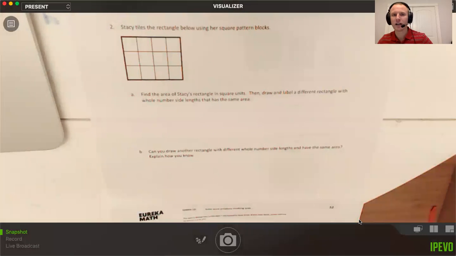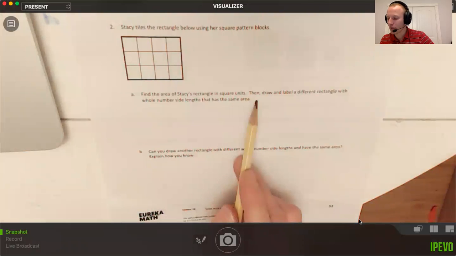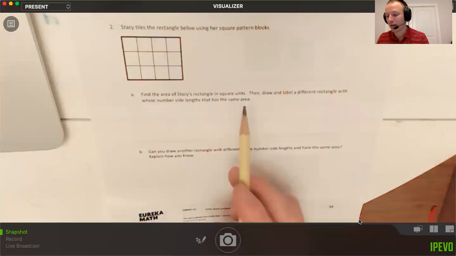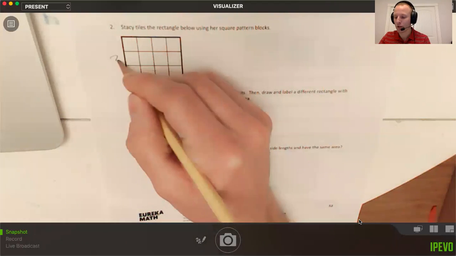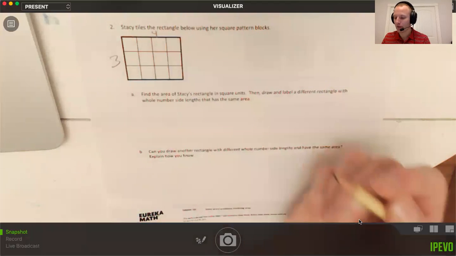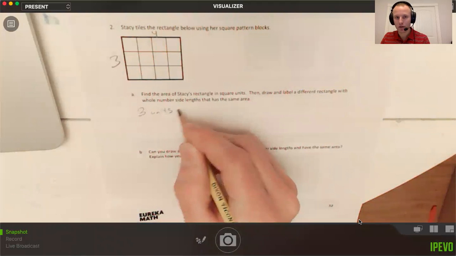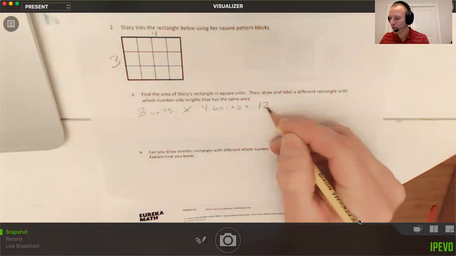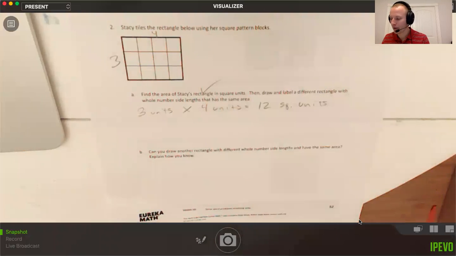The next one says Stacy tiles the rectangle below using her square pattern blocks, just like the ones you have in your desks. Find the area of her rectangle in square units, then draw and label a different rectangle with a whole number of side lengths that has the same area. That's a lot in there. So let's do the first part first. Find the area of this. So 3 times 4. Okay. 3 units times 4 units equals 12 square units. So I found the area of hers first.